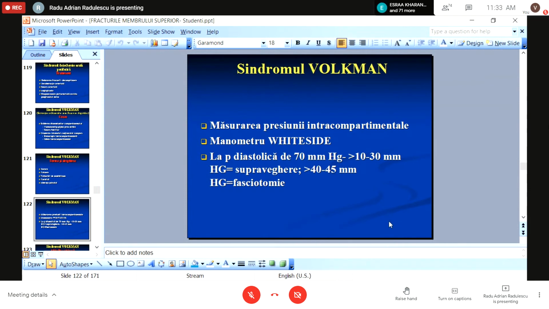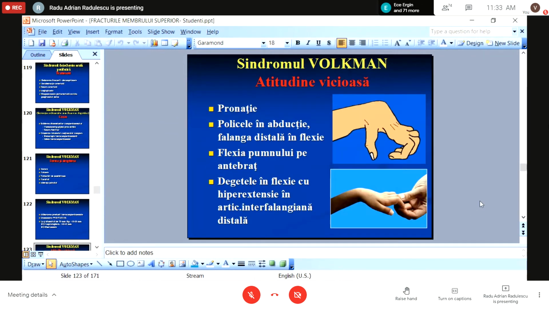So it's a very tricky complication because the consequences are very disabling, because we can see here what will happen if we don't diagnose these complications in time, and also don't do whatever is needed.